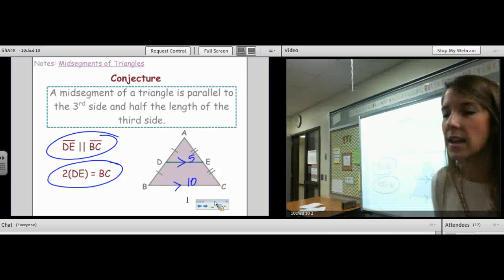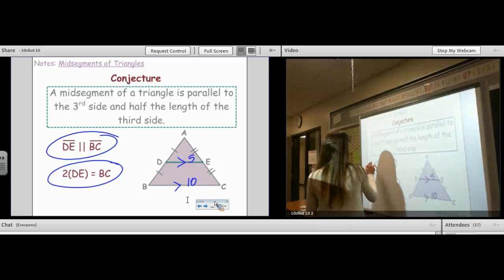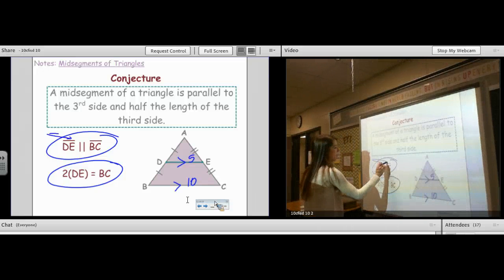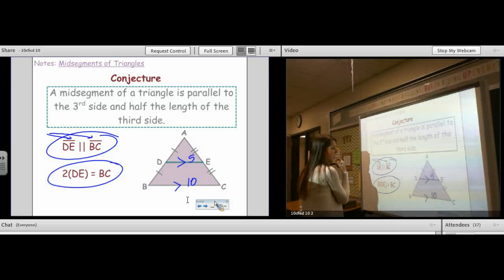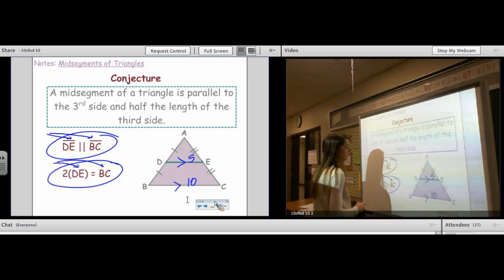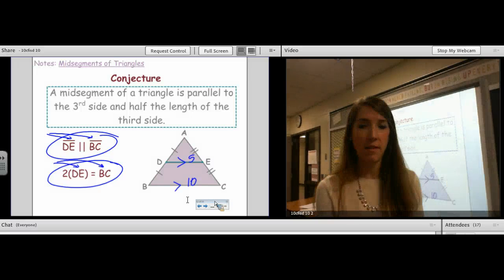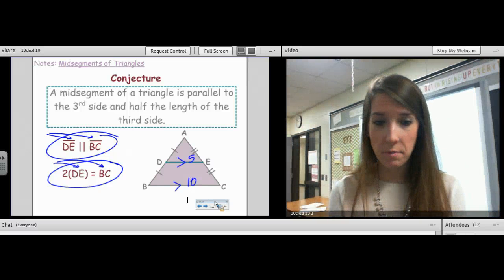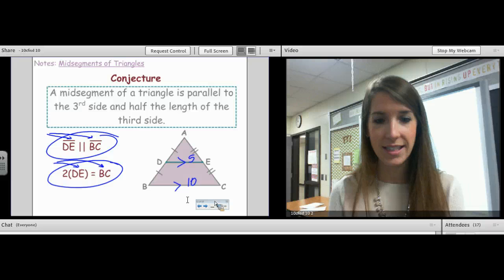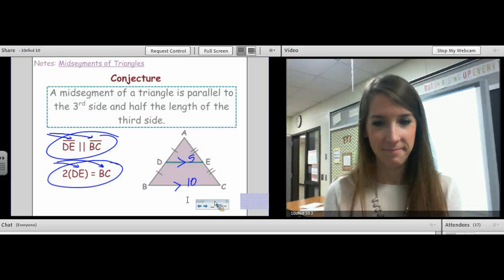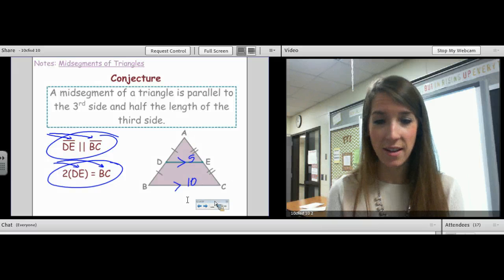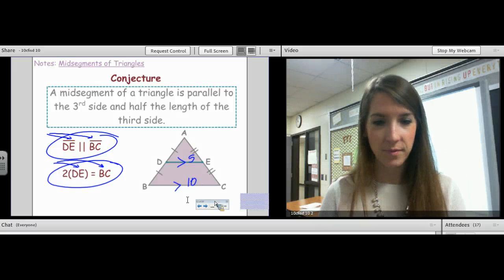Why, in this one, did I put segment bars over my segments? And why did I not put them here? Why do I have segment bars in my first sentence and no segment bars in my second sentence? I didn't make a mistake. I didn't leave them off.